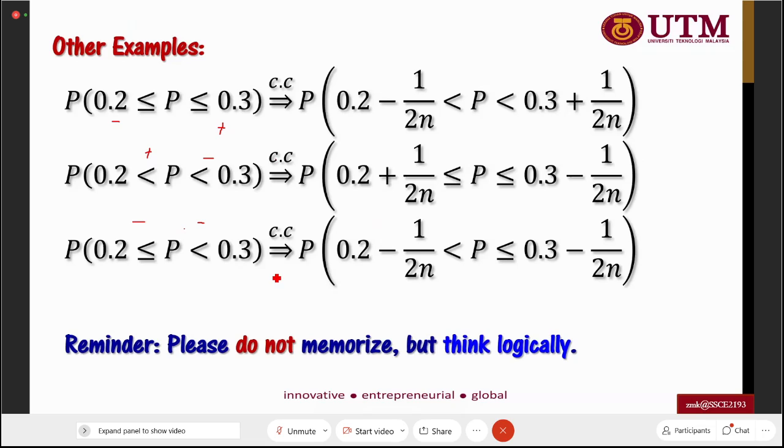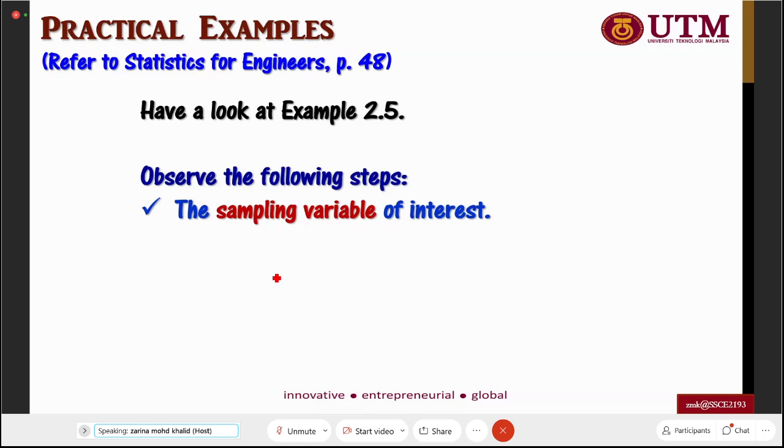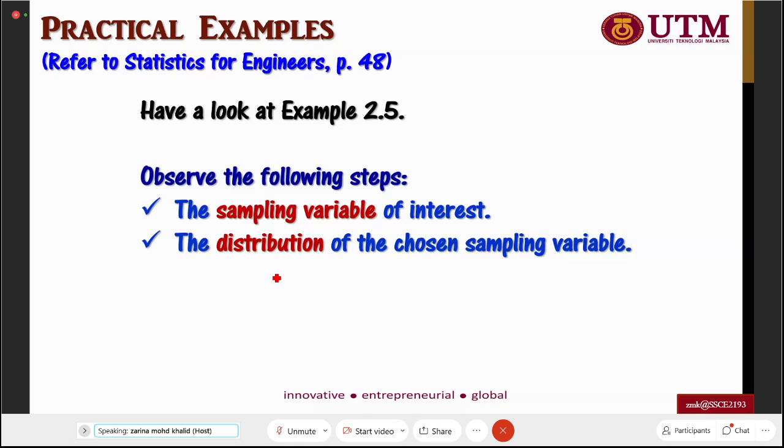So practical examples, you can have a look at 2.5. Okay, what you need to do is to observe the following steps. The sampling variable of interest. Of course, when you talk about the proportion, there's no mention about sample mean, sample average. Usually, you will have in terms of percentage, probability of a percentage, probability of a fraction, probability of a ratio. Okay, so this refer to the proportion.